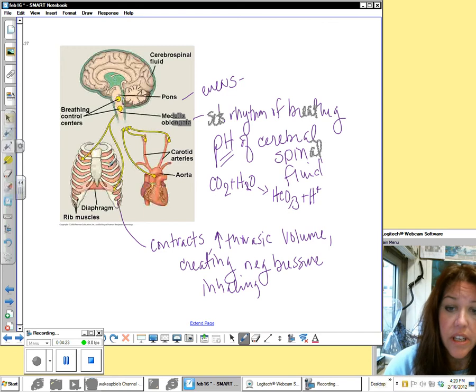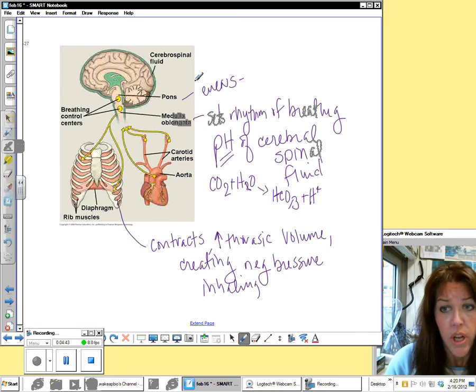So your medulla is sensing the pH, and it sends signals via nerves, and these are called motor neurons. Any nerve that ends at a muscle is a motor neuron because it's going to cause movement. So the pons and medulla do that.